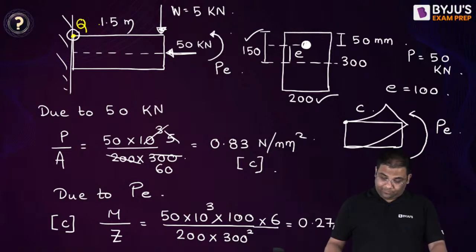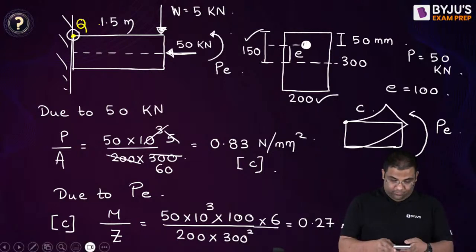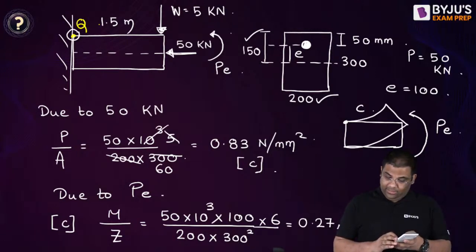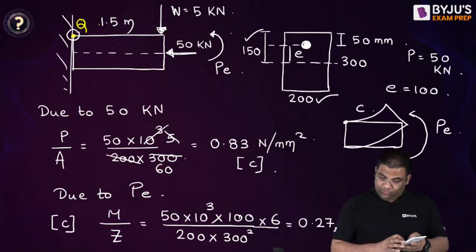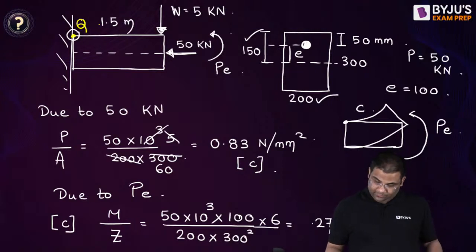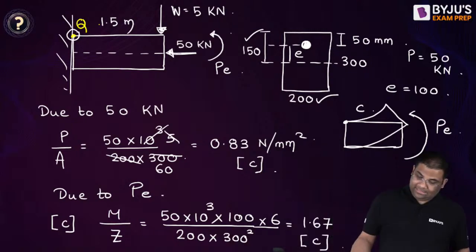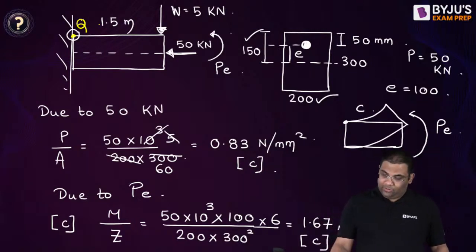1.67, let me solve. 50 into 10 to the power 3 into E into 6 divided by B D square. 1.67 we are getting. Yes? And this is also compression, right? Because due to this bending, you can see that there is compression at the top.